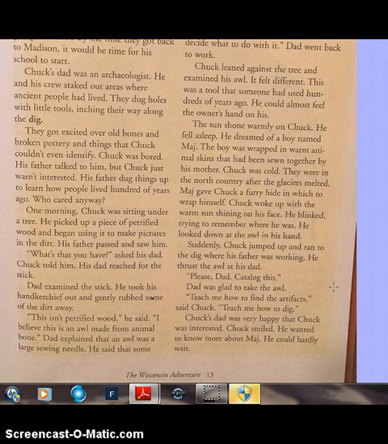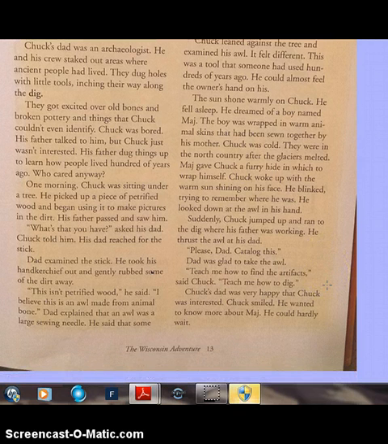The boy was wrapped in warm animal skins that had been sewn together by his mother. Chuck was cold. They were in the North Country after the glaciers melted. Maj gave Chuck a furry hide in which to wrap himself. Chuck woke up with the warm sun shining on his face. He blinked, trying to remember where he was. He looked down at the awl in his hand.